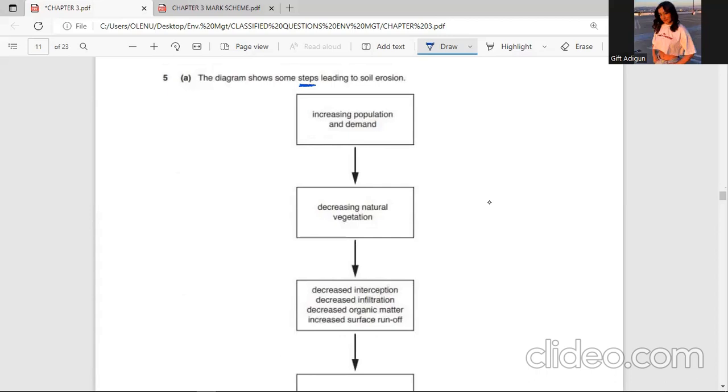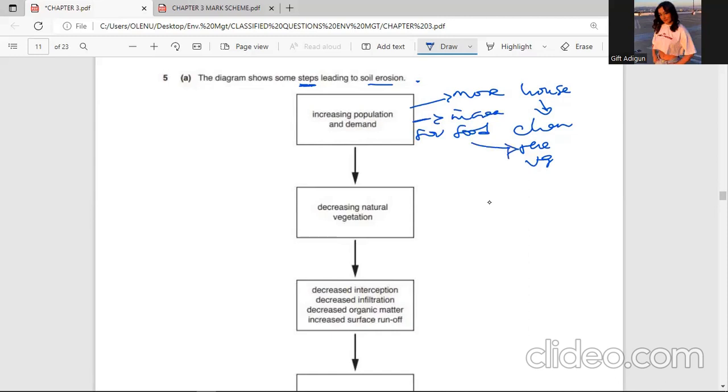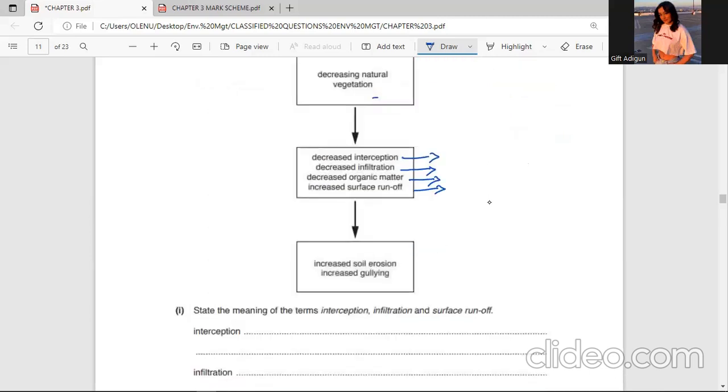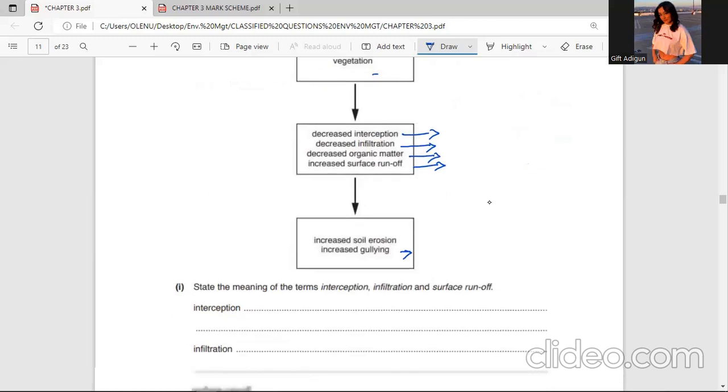The diagram shows some steps leading to soil erosion. These steps all lead to soil erosion. One, increasing population and demand. If there is an increase in population, there is need for more houses. Increase in population will also need an increase in food, so you have to produce more food. All that will lead to soil exposure, and as a result, it can be washed away. So these two activities will lead to a decrease in vegetation. And once there is a decrease in infiltration, there is a decrease in organic matter and an increase in surface runoff. This will lead to increased channels, like you saw in that diagram.